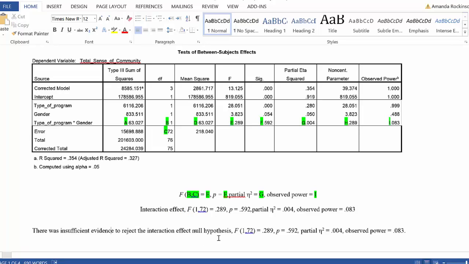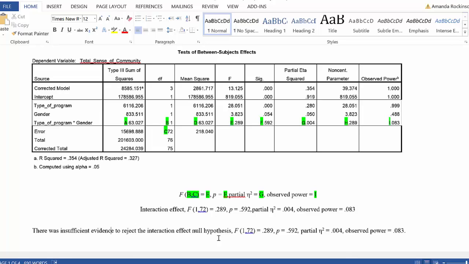Now, since we have an insignificant interaction effect, we are going to move on and determine the significance for each main effect. However, if there was a statistically significant interaction, we would not say there was insufficient evidence to reject the null hypothesis. We would actually interpret this to mean that the effect of the type of program on students' sense of community depends on gender, or said in another way, the effect of gender on sense of community depends on the type of program.